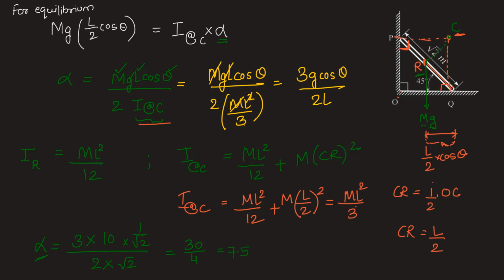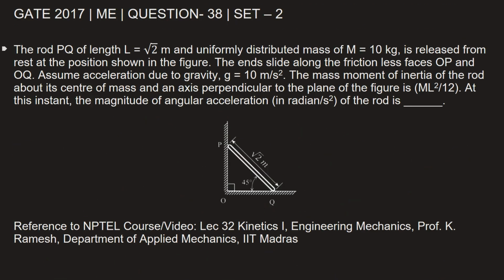And we are finding angular acceleration, so the unit will be radians per second square. Let's go back and fill in the answer. The magnitude of angular acceleration in radian per second square of the rod is 7.5.